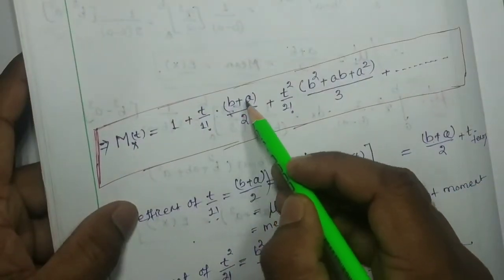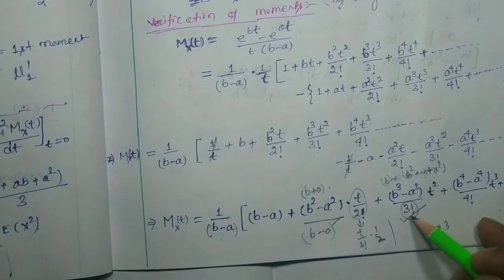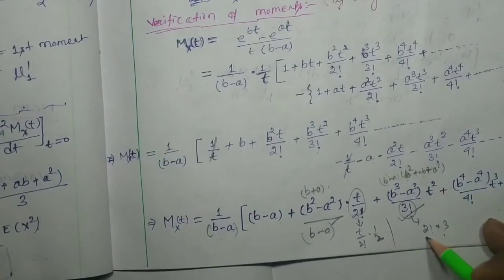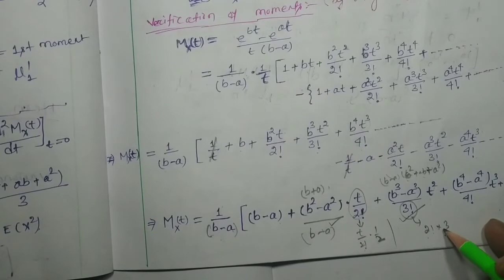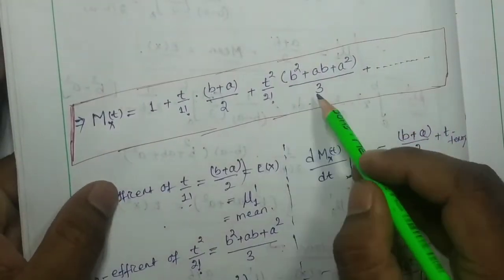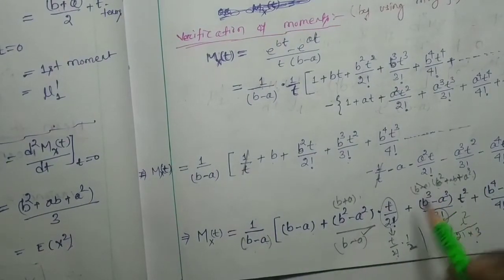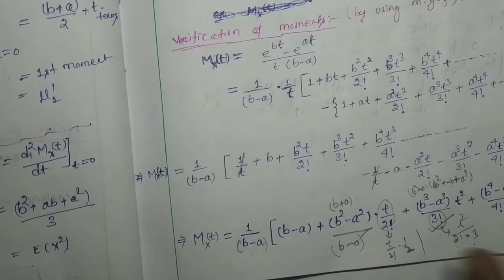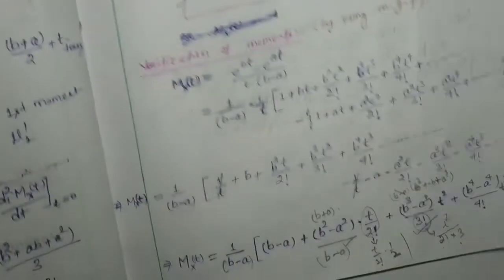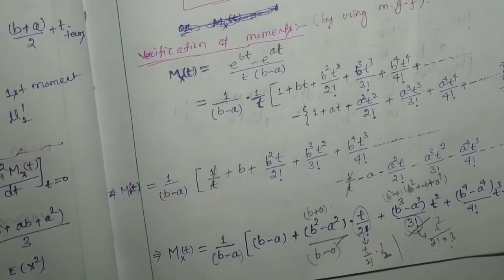That means t by 1 factorial into b plus a by 2, plus here t square by 3 factorial can be written as t square by 2 factorial into 3. So here t square by 2 factorial into 3, and numerator will be how much? b square plus ab plus a square, by cancelling b minus a and this b minus a, right? And other higher order terms I am not considering here.